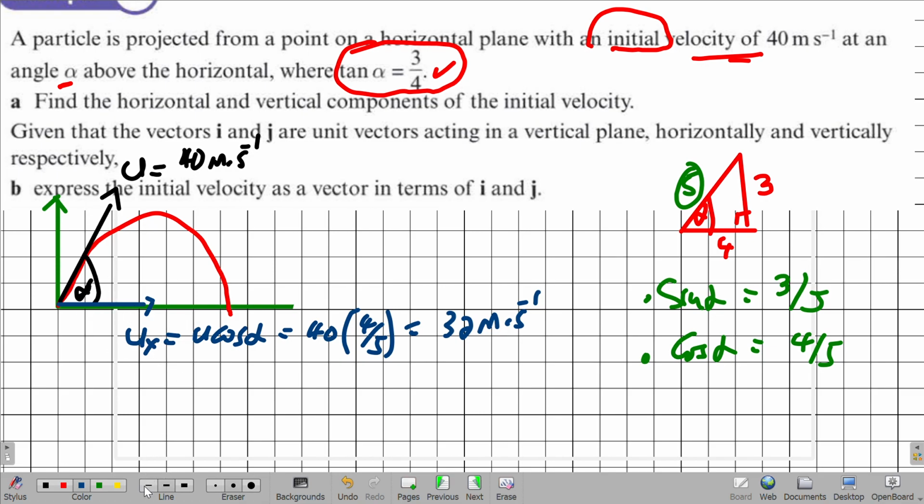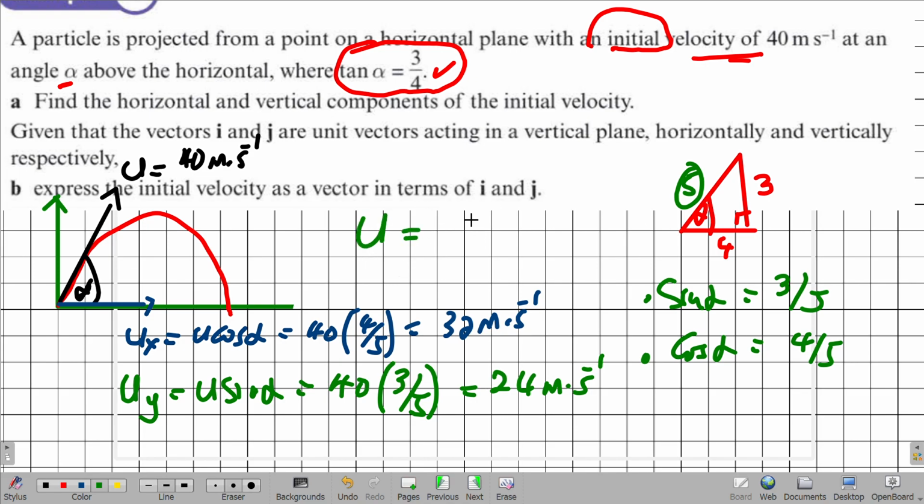In the vertical direction, uy is equal to u sine alpha, which is 40 times 3 over 5, and again that is going to give us 24 meters per second. That's what u is all about. So we can present the initial velocity as a vector, 32 and 24, or we can write it as 32i plus 24j. And it is quite clear that if we perform Pythagoras' theorem here to find u, we find u as 40. So that's one of the assumptions we know.